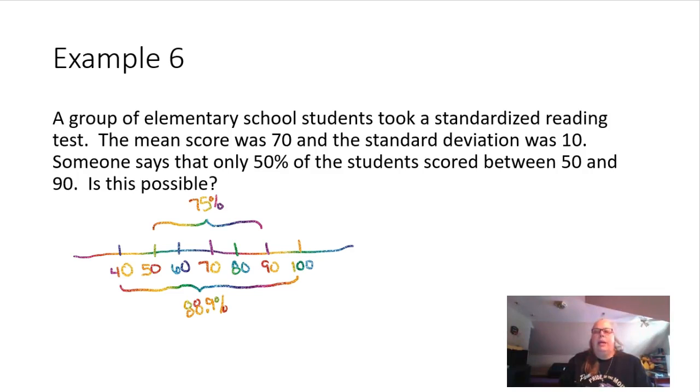So our problem is asking us about the students between 50 and 90. And the person's making a claim that only 50% of the students scored within there. Well, according to Chebyshev, 75% of them should be in there. So this is not possible. The claim is not possible.